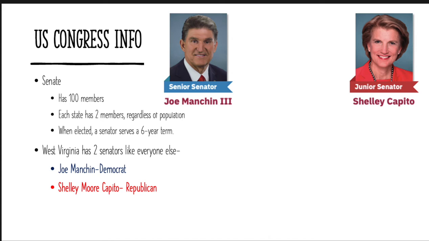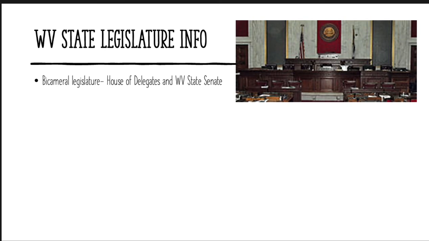Okay, so questions on these people or the office that they hold of United States Senate? Okay, so that's Congress. Now that's the federal level of the legislative branch. The state level, we'll do West Virginia, of the legislative branch, is called what? The West Virginia State Legislature. Okay? It also is bicameral, meaning it has two houses, the House of Delegates and the West Virginia State Senate.